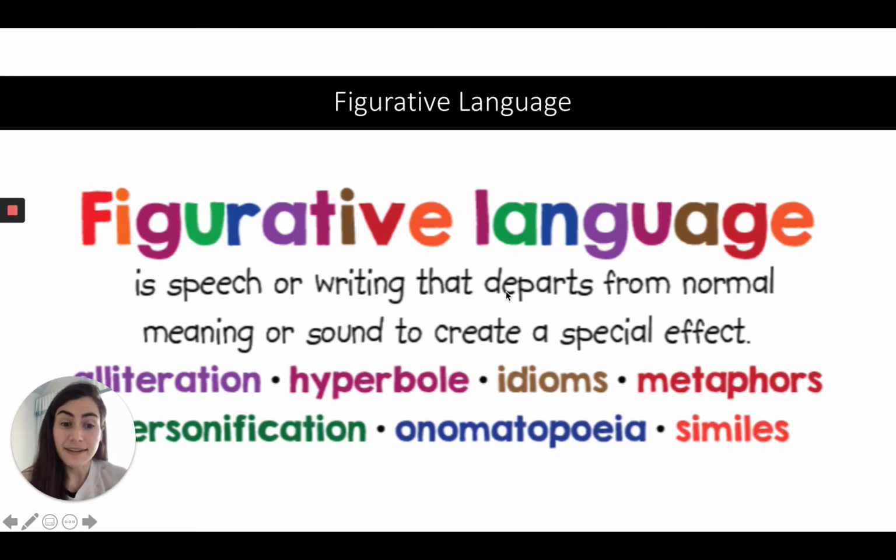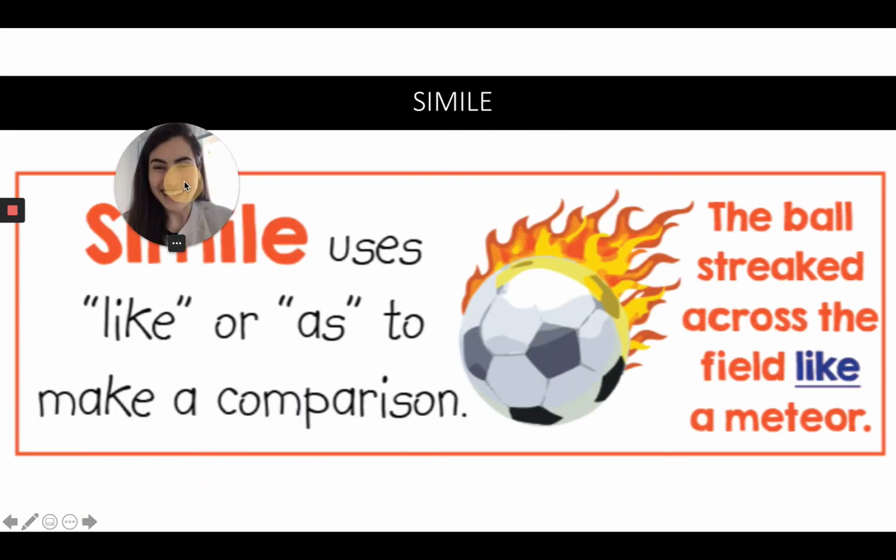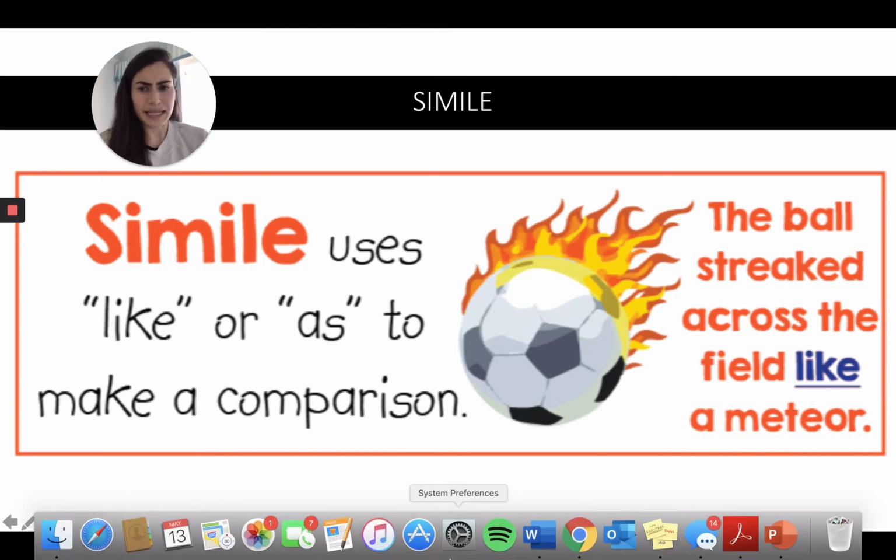There are a lot of different types of figurative language. Today we'll talk about metaphors and similes. You probably heard these words before. All right, the first thing we'll talk about is a simile. Similes use like or as to make a comparison. That's it. They use the word like or as.